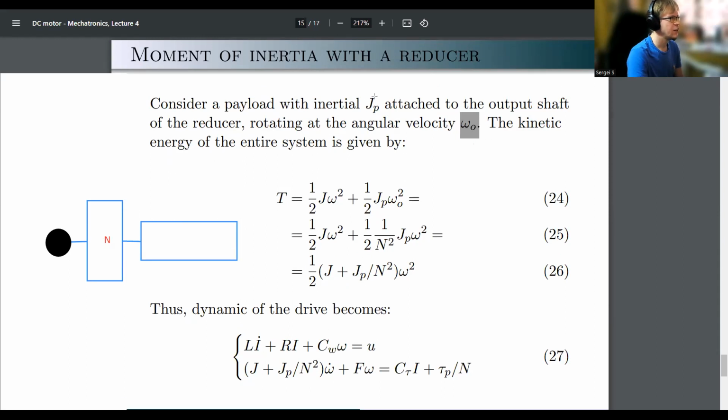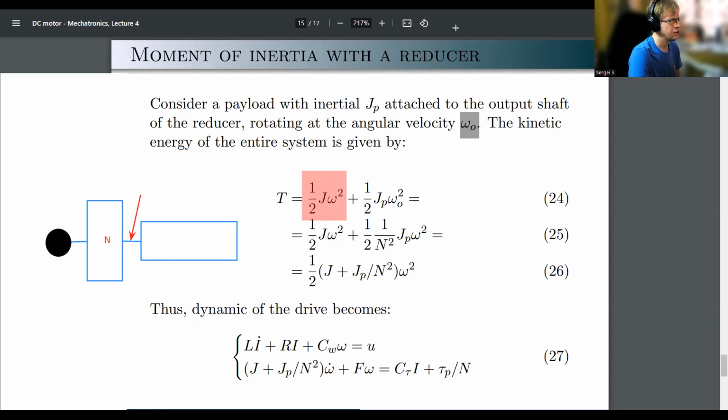Now, what I'm going to do is to write the kinetic energy of the system. Kinetic energy of the system. This is a key idea. How do we compute inertias? We have to consider kinetic energy. Very, very important insight here. Kinetic energy. All right. So kinetic energy consists of the kinetic energy of the internal shaft. So kinetic energy of this guy here.